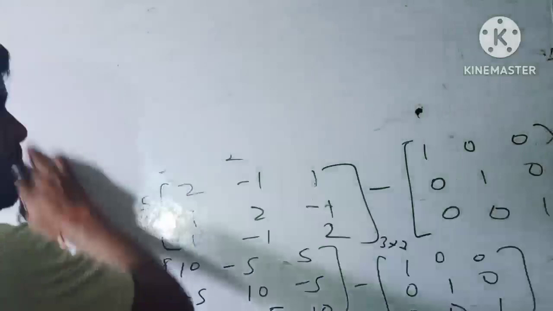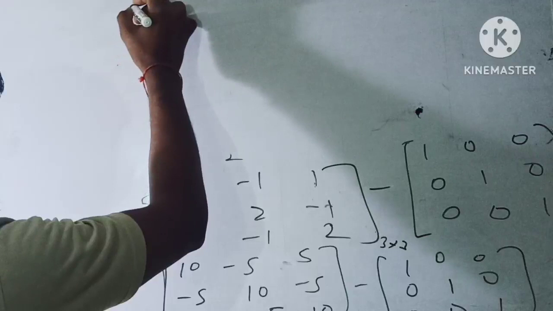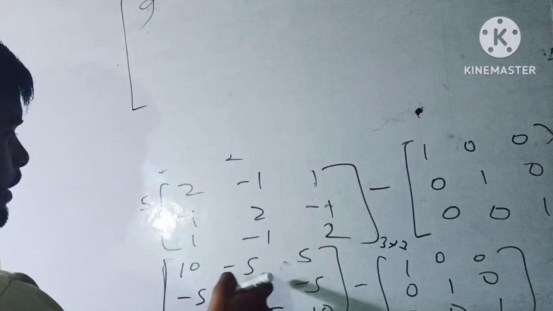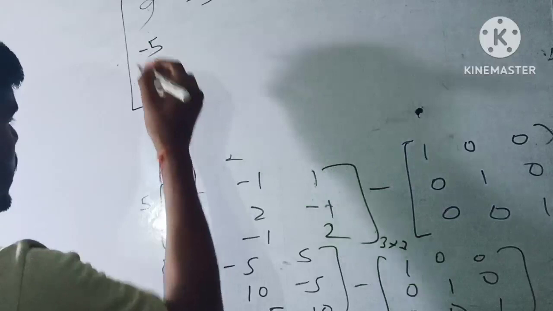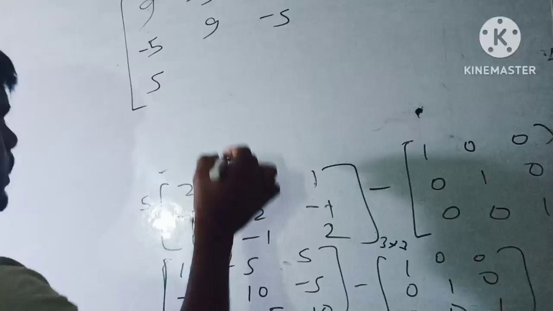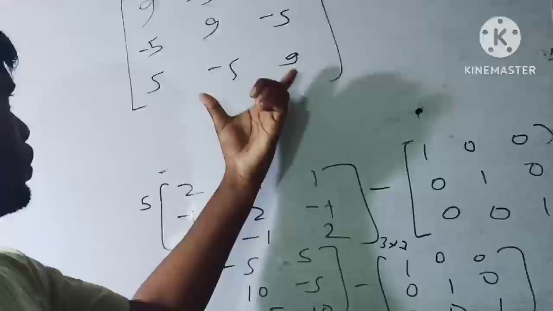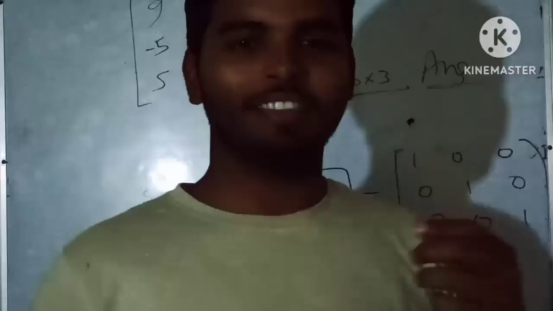Now we will reach our destination for this question. So 10 minus 1 is 9, and the remaining part is the same: minus 5, 5, minus 5. Only the diagonal elements change. So 9, minus 5, 5; minus 5, 9, minus 5; 5, minus 5, 9. So the value of that expression is equal to this 3 cross 3 matrix. This is our answer. This is the concept of the Cayley-Hamilton theorem.